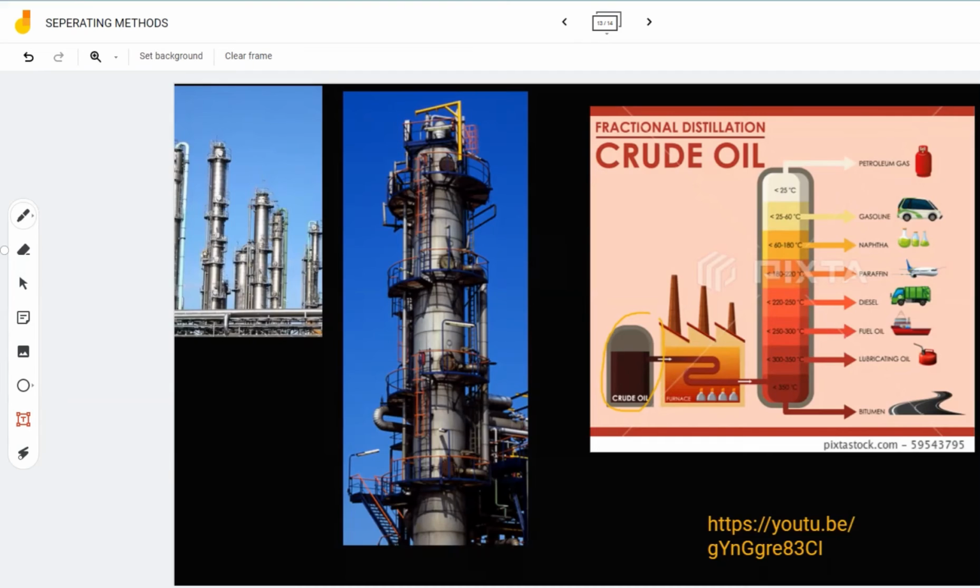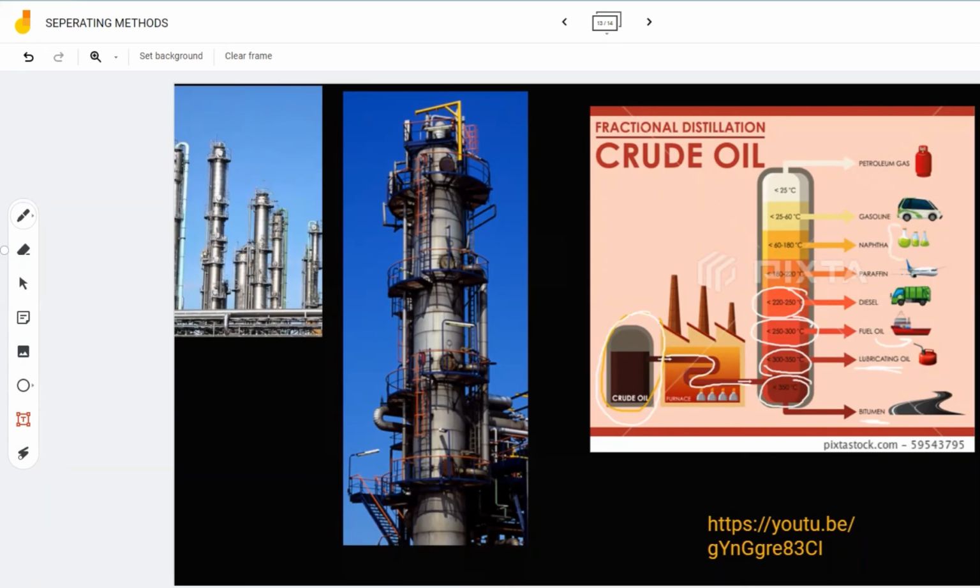So this crude oil, we boil it. Can you see we are boiling? Let's suppose if any substance boils at 350, it will come down. That is bitumen, from which our roads are made. Then at 300 to 350, we get lubricating oil, which we use in motor vehicles. Then fuel oil, which we use in ships. Then diesel, which we use in our cars and motorcycles. Paraffin, which is used for aeroplanes.